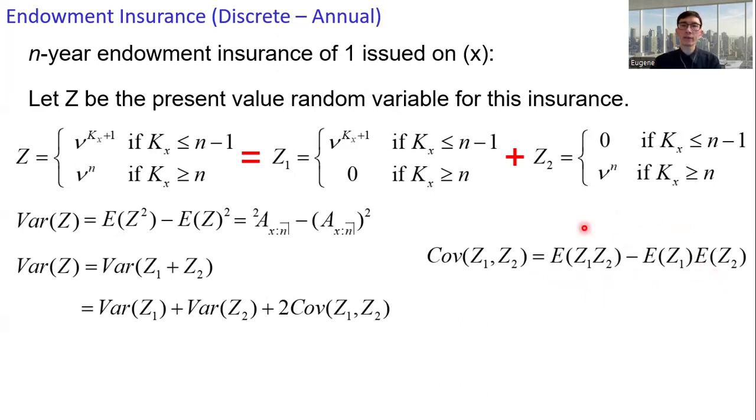The expected value of Z1 times Z2, inspecting from the PMF, is 0. And therefore, the covariance of Z1 and Z2 equals the negative of the expected value of Z1 times the expected value of Z2.